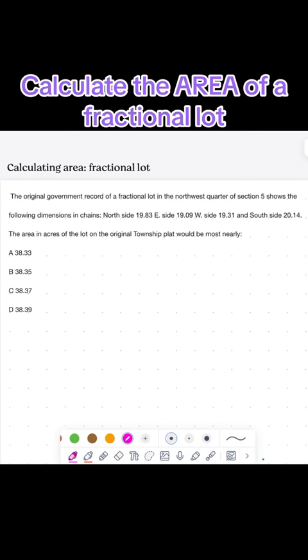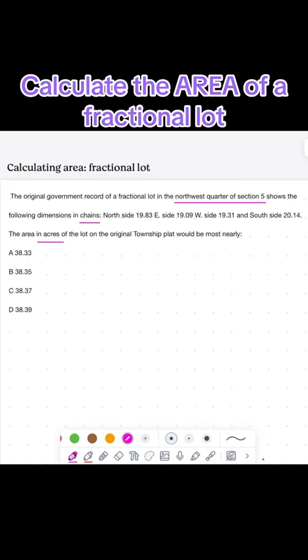Today I have pulled a question directly from the FS practice exam that I got from NCEES. So you can find this exact question in that book. We are going to be calculating the area of a fractional lot today.